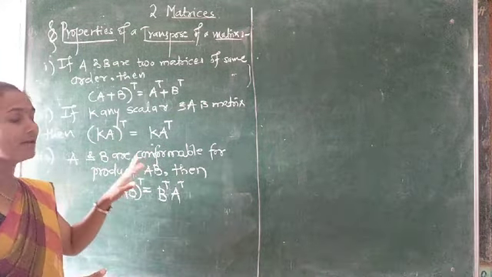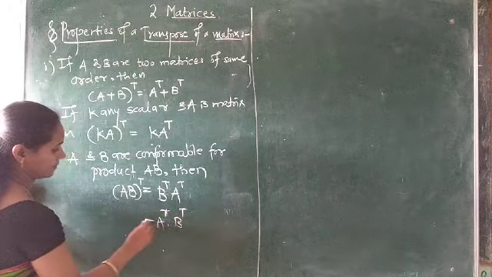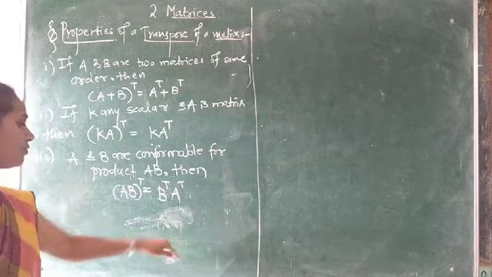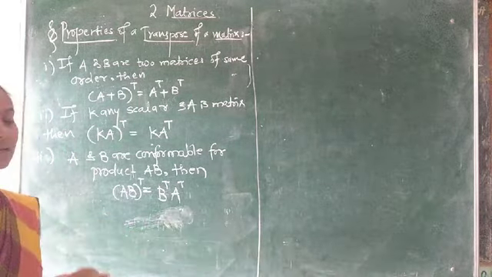And the third property is that if A and B are conformable for the product AB, then (AB) transpose is equal to B transpose into A transpose, which is not equal to A transpose into B transpose. These two are not the same. Remember that (AB) transpose is equal to B transpose into A transpose.